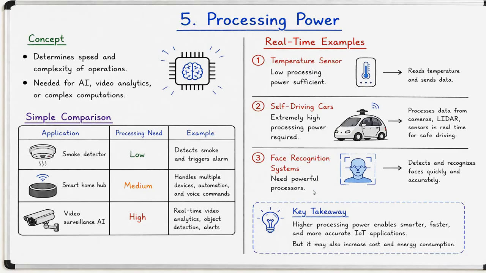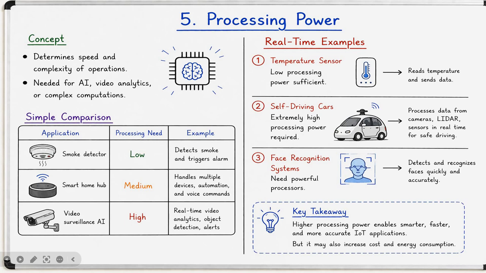And the third is face recognition systems, which need powerful processors. These systems process images and identify faces using algorithms, and they need powerful processors to ensure accuracy and fast response. So high processing power enables smarter, faster and more accurate IoT applications, but it may also increase the cost and the energy consumption.